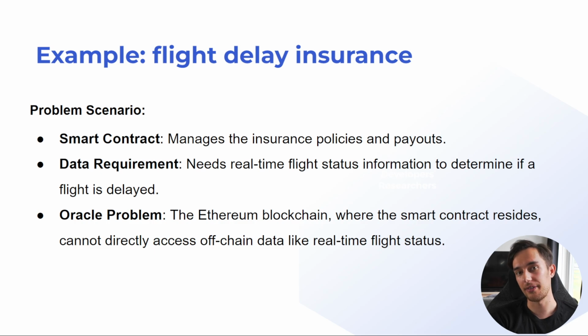So if you're going to create this app on the Ethereum blockchain where the smart contract would reside, that smart contract cannot directly access off-chain data like the information on these flights. So this is where Chainlink comes into play and why Chainlink is so important. Chainlink uses a network of nodes that work like messengers who bring real-world information to blockchain apps.